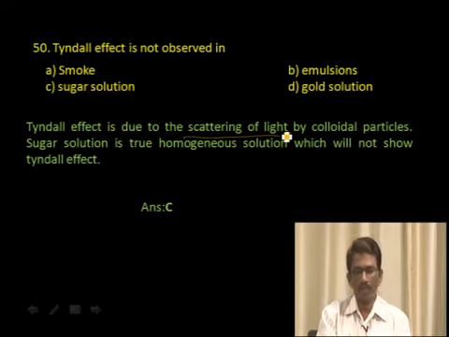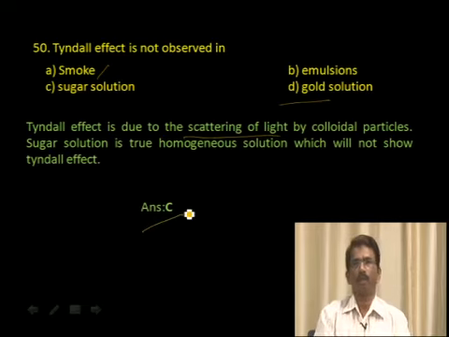Among the four options given, smoke definitely consists of charged carbon particles dispersed in air, so it is a colloid. Emulsion is a type of colloid, as I said, which has dispersed phase and dispersion medium as liquids. Gold sol is also a colloid, but sugar solution is a true solution. It is a homogeneous solution which does not have the colloidal property, and hence option C is the correct answer.